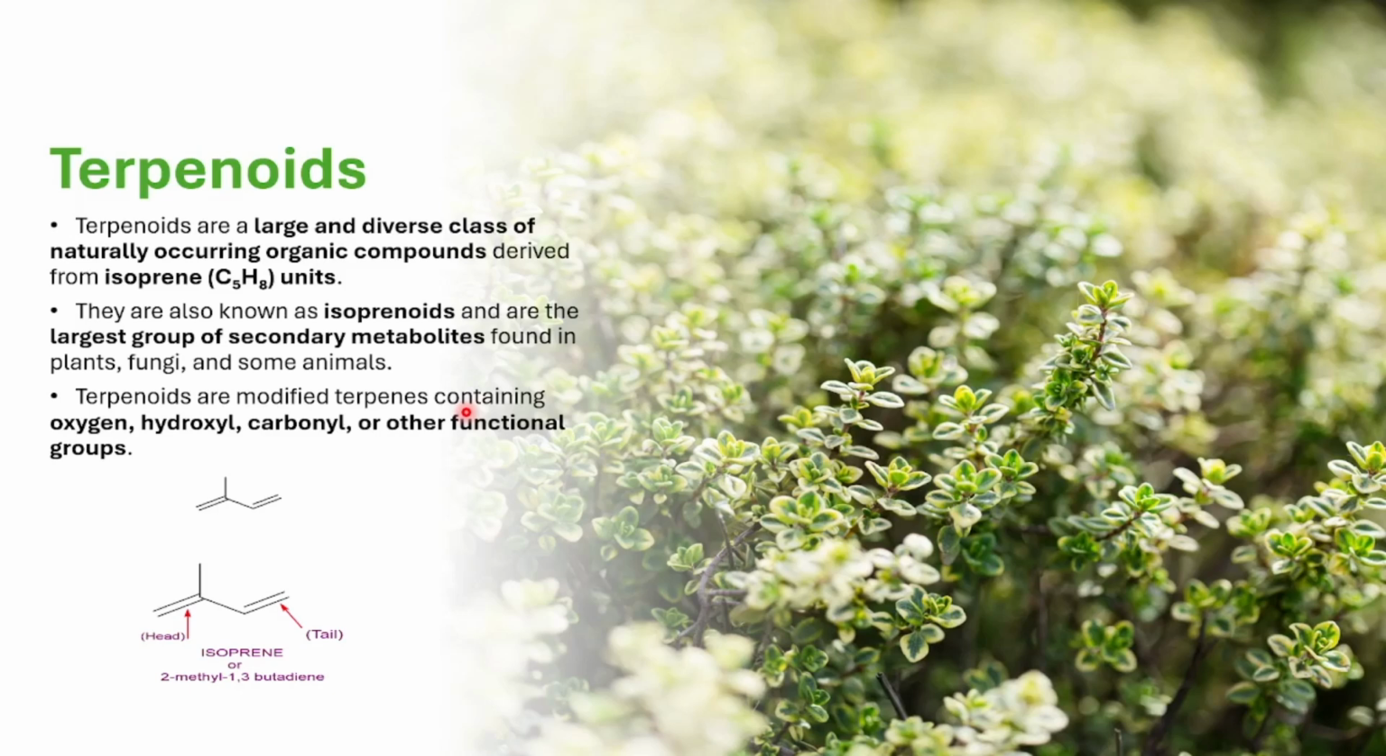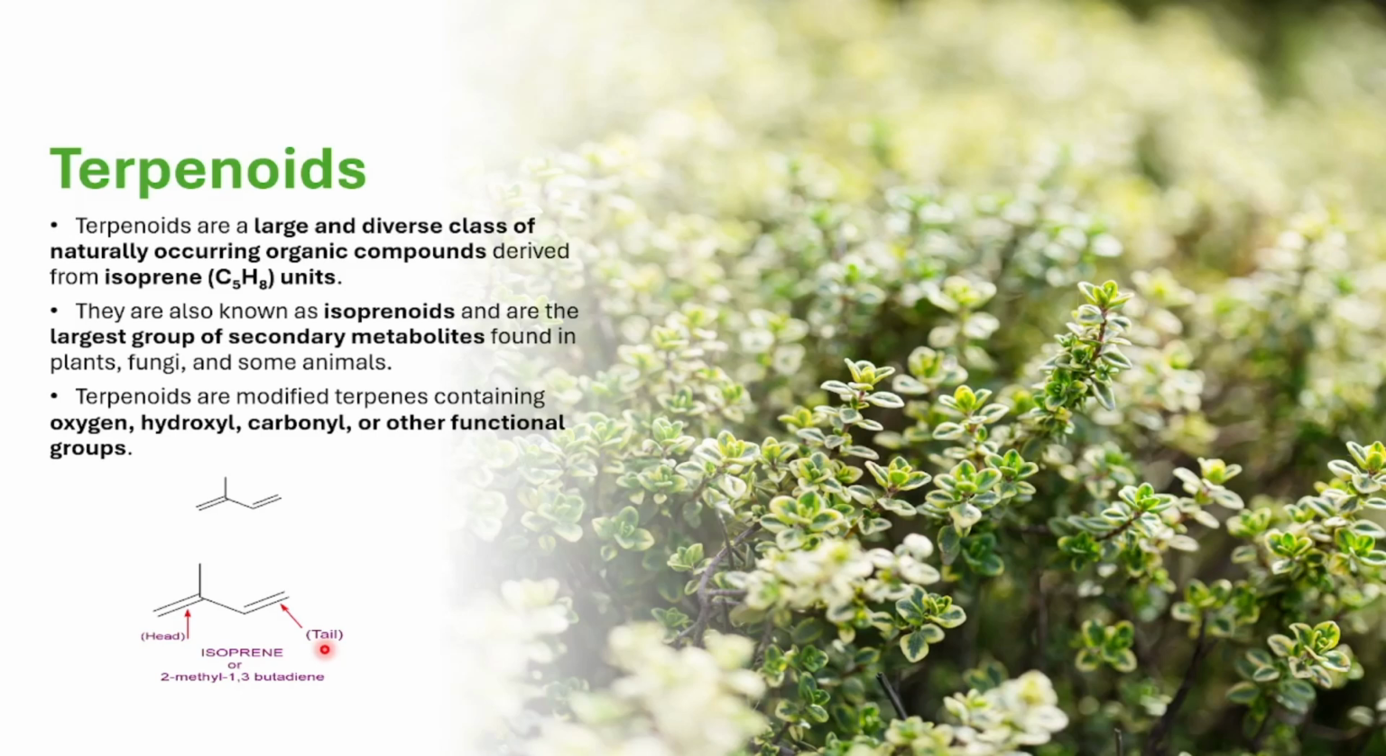Terpenoids are modified terpenes containing oxygen, hydroxyl, carbonyl, and other functional groups. Here is an isoprene unit, C5H8. It is also called 2-methyl-1,3-butadiene. This side is a head and this one is a tail.